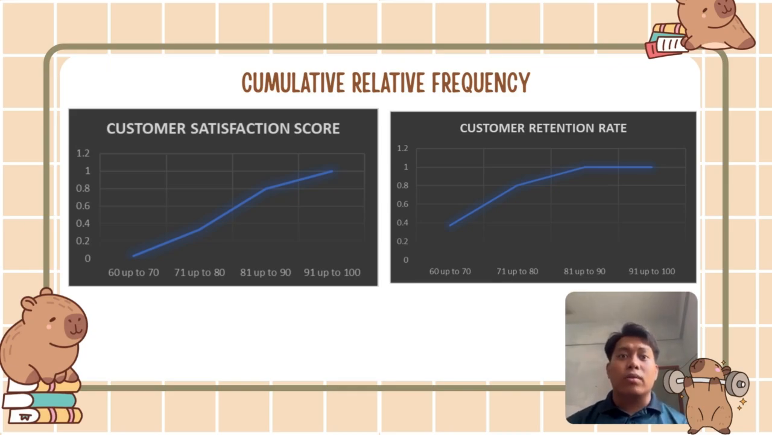For the last one, which is 91 up to 100%, both the customer satisfaction score and the customer retention rate show a similar cumulative relative frequency, which is 1.